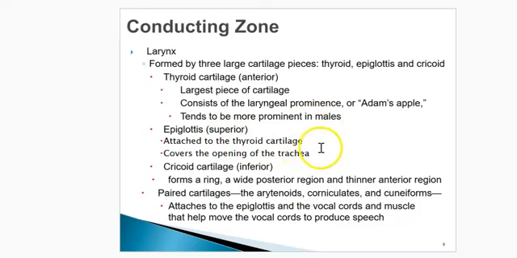Next, there's the epiglottis. It's attached to the thyroid cartilage and covers the opening of the trachea. There's the cricoid cartilage that forms a ring in the posterior region and connects to the trachea. And there are the paired cartilages: the arytenoids, the corniculates, and the cuneiforms. These attach to the epiglottis and vocal cords and help the vocal cords move to produce speech.